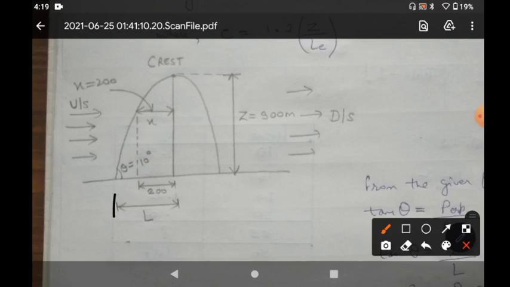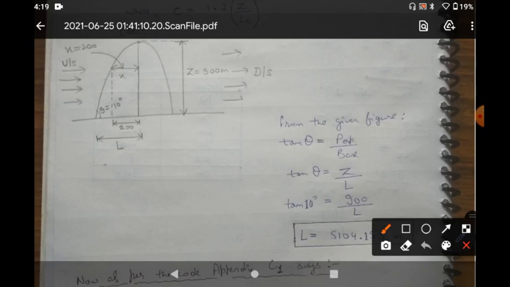I'm representing this dimension by capital L, that is unknown to us, that is not given in the question. So we generally take it as the width of the hill, that is the distance from the crest to the outermost layer of the hill.